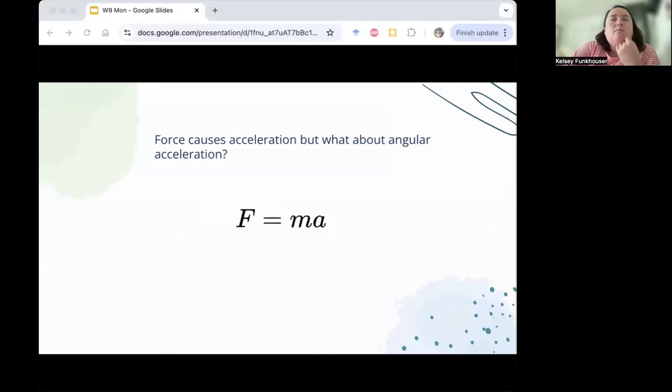So how angular acceleration works a lot like linear acceleration. We also learned way earlier in the quarter that a force acting on an object causes acceleration. But what causes angular acceleration? That is the topic of this lecture.